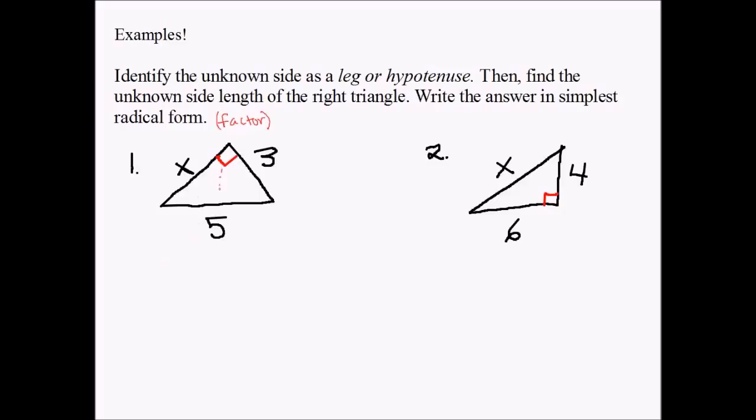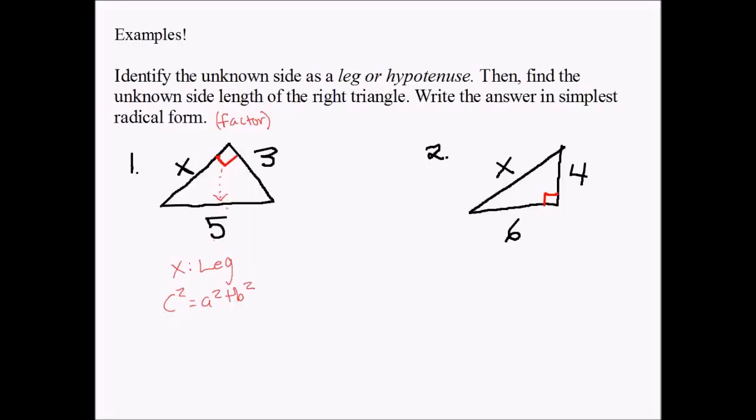And remember I told you, if you don't remember what the hypotenuse is, draw an arrow from your right angle. So this is my hypotenuse. So if this is my hypotenuse, then x has to be a leg because it's not the hypotenuse. So we know that x is a leg, and then we need to figure out what x is. So we have c squared equals a squared plus b squared.